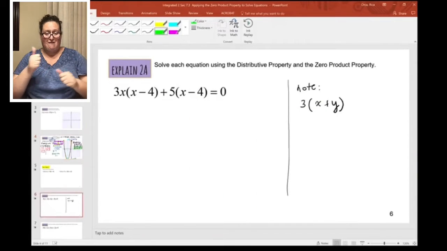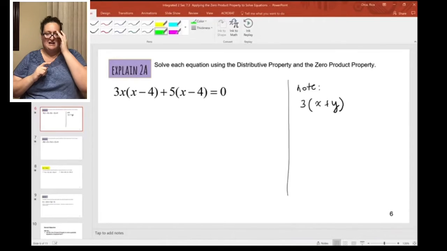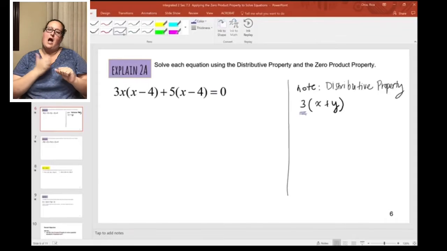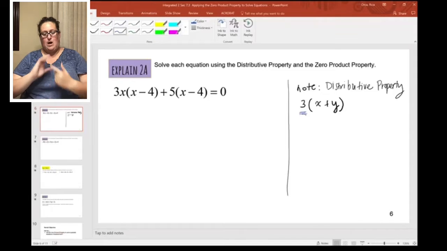Solve each equation using the distributive property and the zero product property. We have 3x times x minus 4 plus 5 times x minus 4 equals 0. Before we get into that, let's go back to the distributive property. The distributive property allows us to take our monomial, which is the 3, and multiply it to our polynomial. Our polynomial here is x plus y. To be more specific, this polynomial is a binomial.